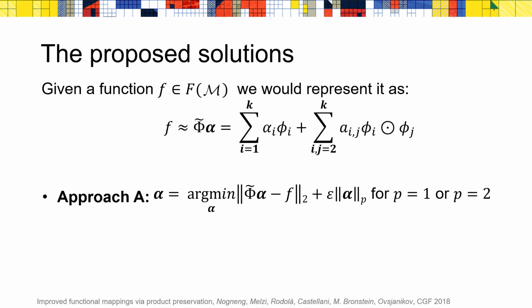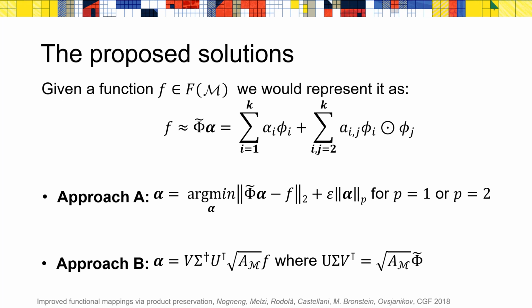In the paper, two main approaches have been proposed. The first one is to add a p-norm constraint, with p equal to 1 or p equal to 2. With p equal to 1, we want to avoid that too many coefficients are different from 0, and with p equal to 2, we want to avoid that the absolute value of these coefficients is too big.